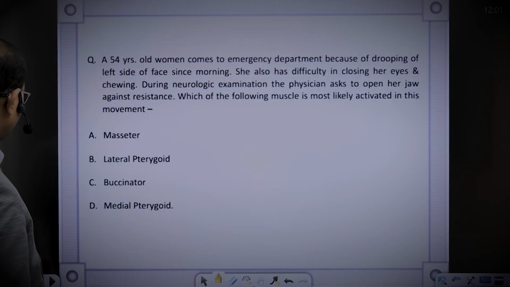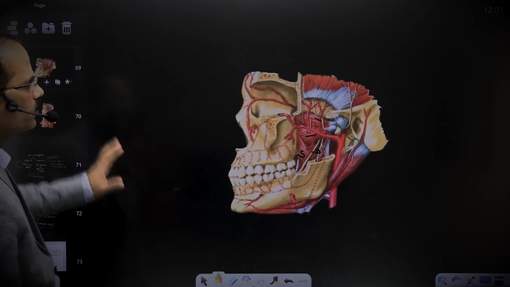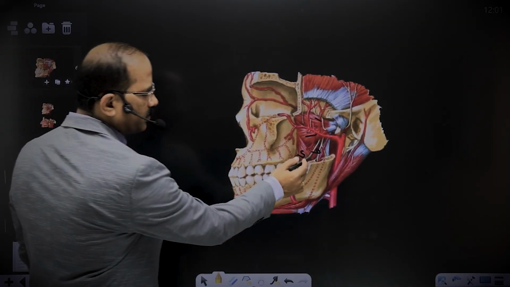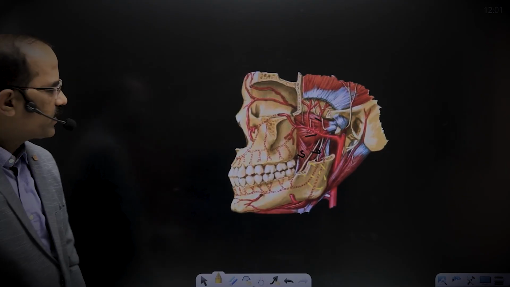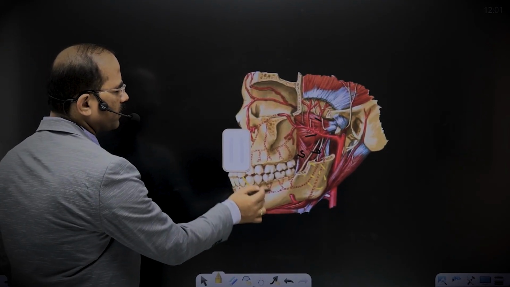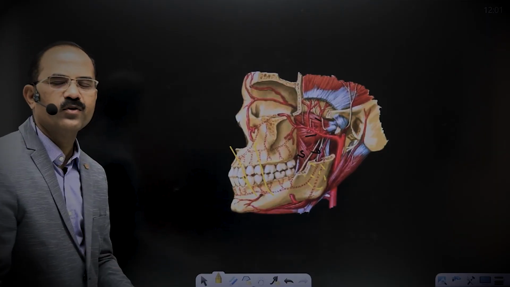Look at this slide. The medial pterygoid gets inserted on the angle, but on the inside. So when these two heads contract, what are they going to do? They're going to pull the mandible up. So what is that? Elevation of the mandible. Fine, students. Clear to all of you?